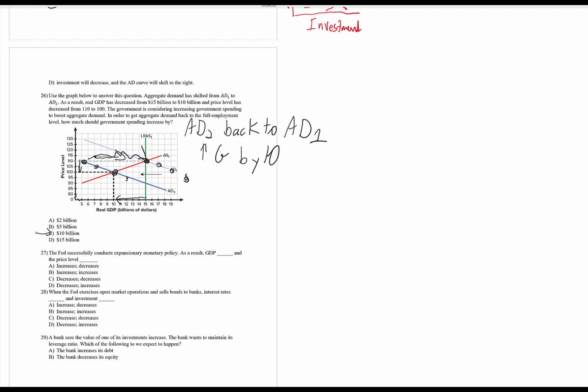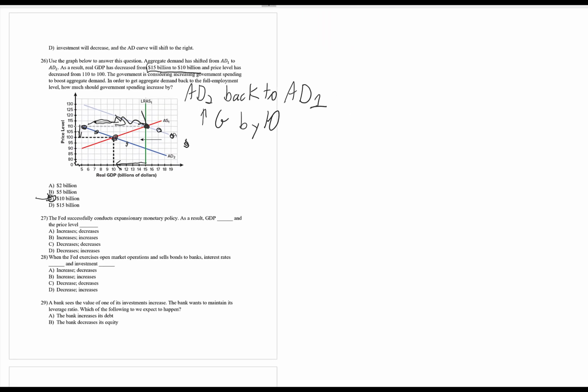So one thing that's notable here is that we had to increase government spending by 10 billion in order to get us back to where we started. Even though our GDP only went down 5 billion, and we're only trying to get equilibrium GDP to go back up by 5. So it went down from 15 down to 10. We just need to get it back to 15 billion. So increasing G by 10 will increase GDP by 5.